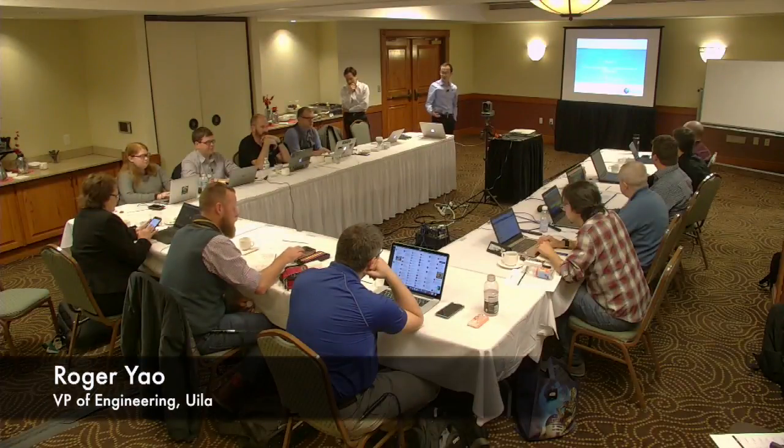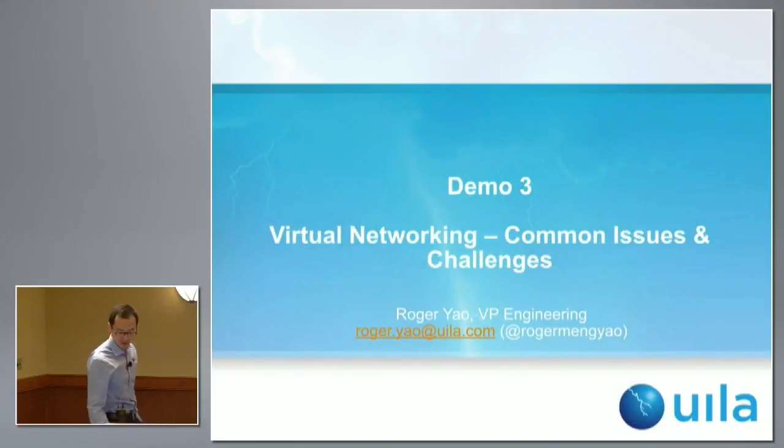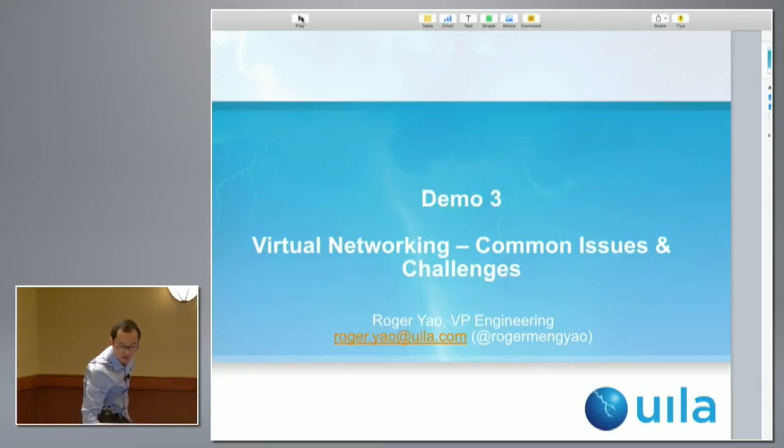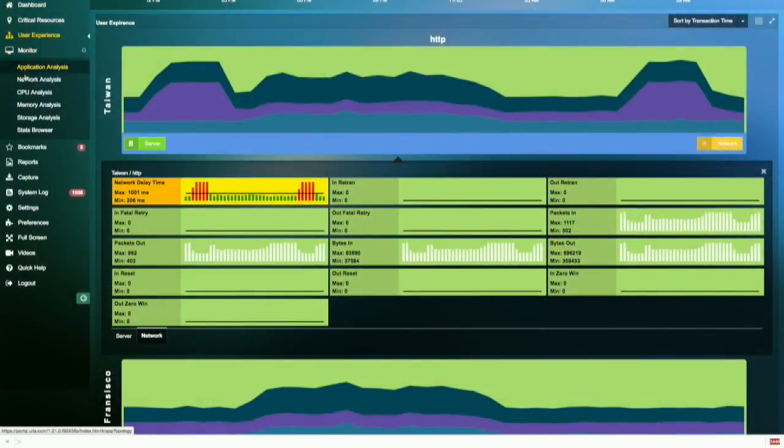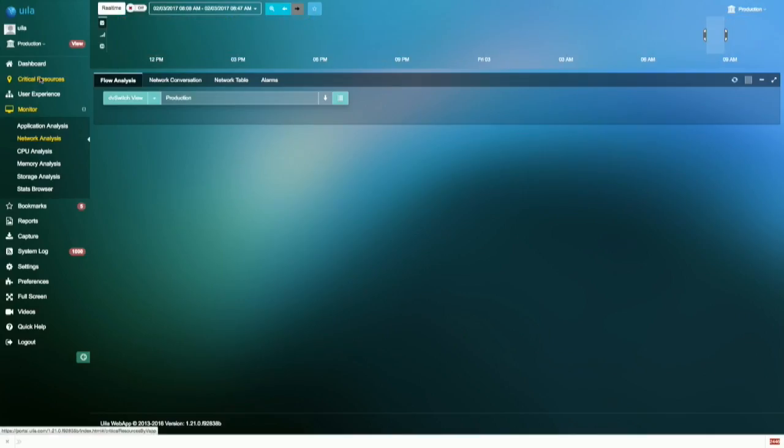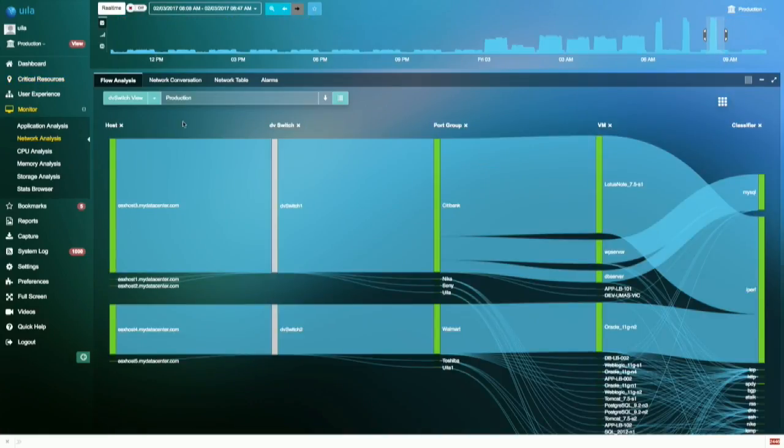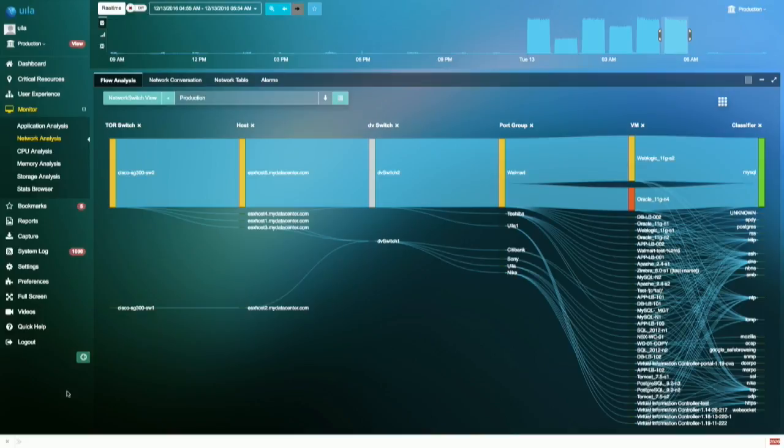Demo 3 is about virtual networking, right? The common issues and challenges people face in virtualized networking. So I'm going to switch to the browser again. The screen I want to highlight is this one. Okay, this is the networking analysis view, right?